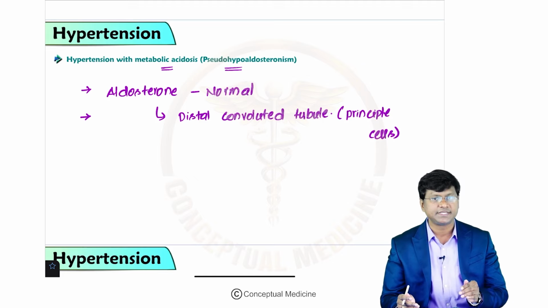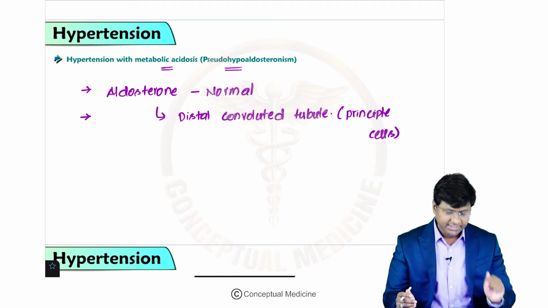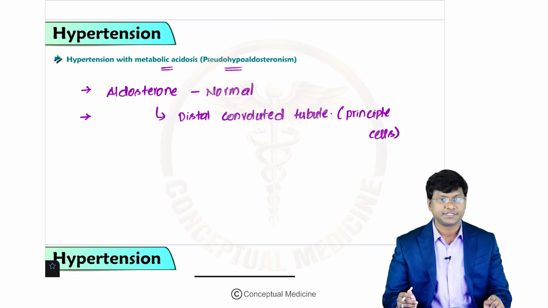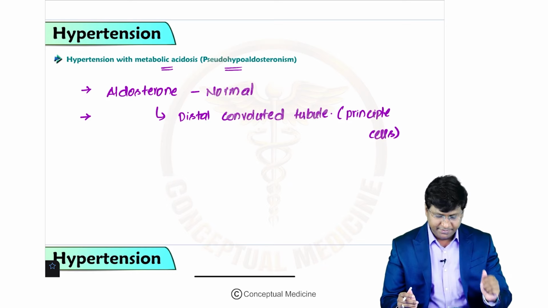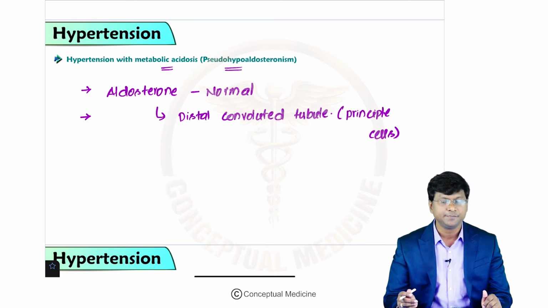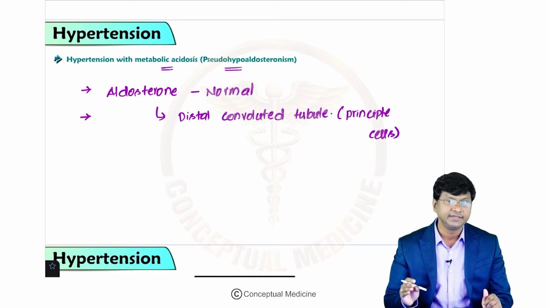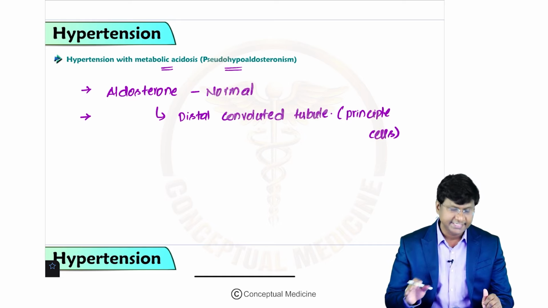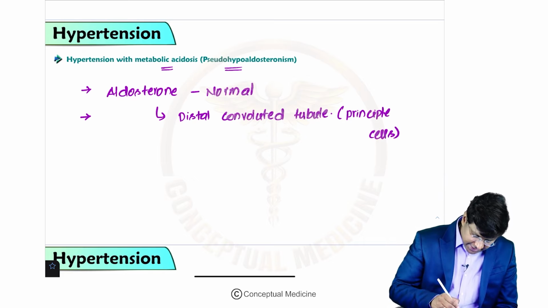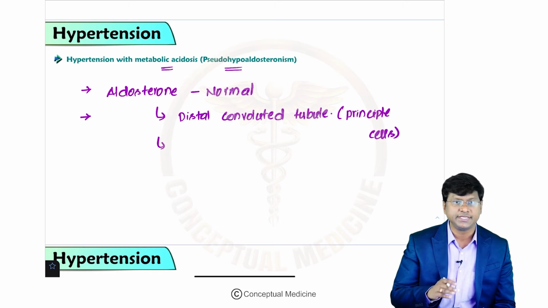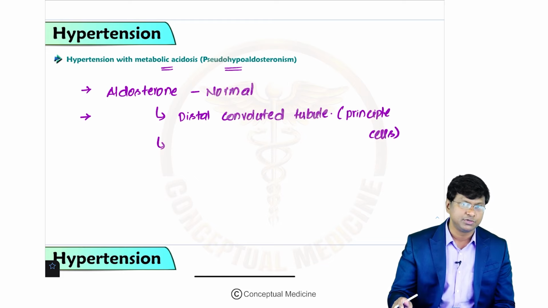On the principal cells in the distal convoluted tubule, the action of the aldosterone is present, and by acting on the principal cells there will be sodium and water retention, potassium excretion, and then H+ ion excretion. That is what will happen when there is aldosterone. Now, the aldosterone action is not there. There is renal tubular unresponsiveness or resistance to the action of the aldosterone.